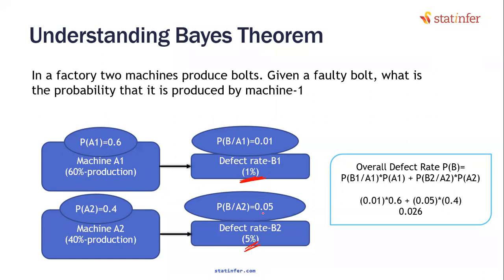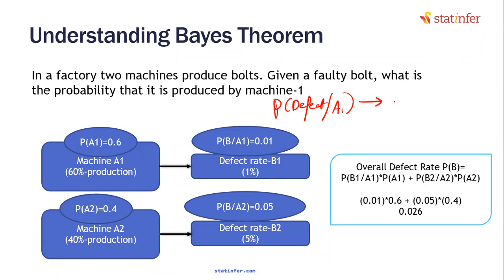What do you mean by defect rate? A1 defect rate is 1%. What does that mean? Out of 100, one will be somewhat defective. You cannot use it in the aeroplane, because some threading or some length or something is wrong. That is the defect rate. Now, probability of B, where B means defect, given A1. So the probability of defect given the machine is A1.